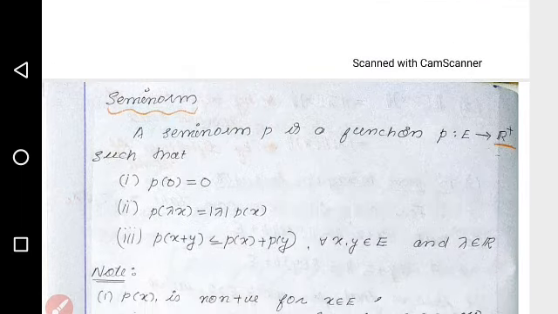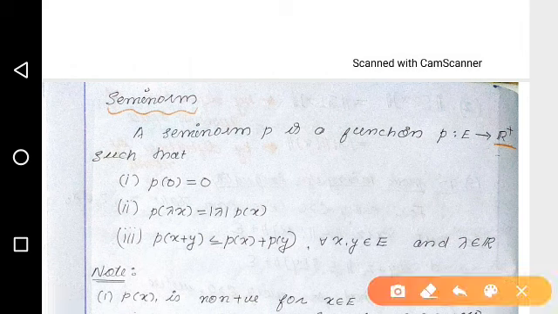Now let us define what is a semi-norm. Semi-norm is a function p from E to R plus. That is, it is a positive valued function satisfying three conditions. P of 0 equal to 0, P of lambda x equal to mod lambda into P of x, P of x plus y is less than or equal to P of x plus P of y. These conditions are the conditions to be a norm.